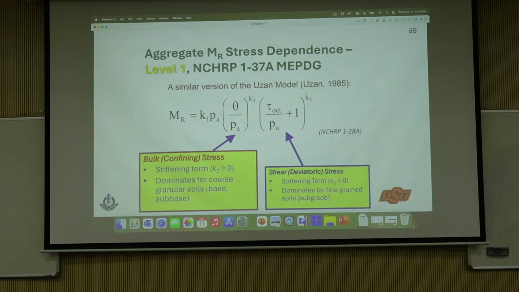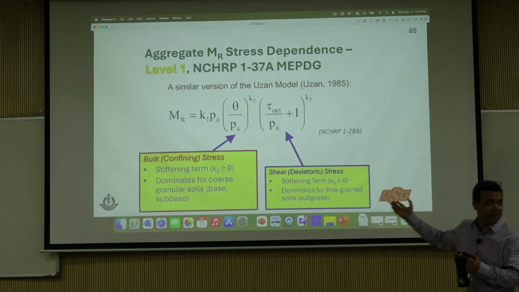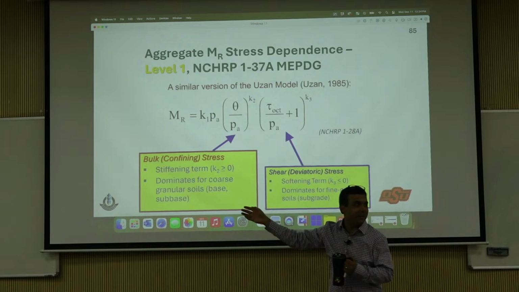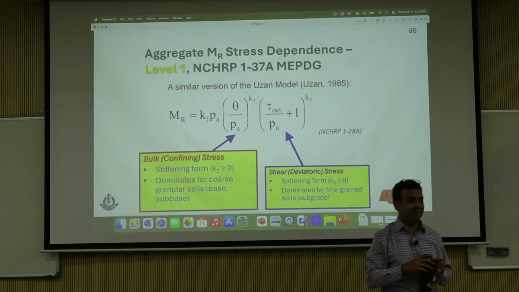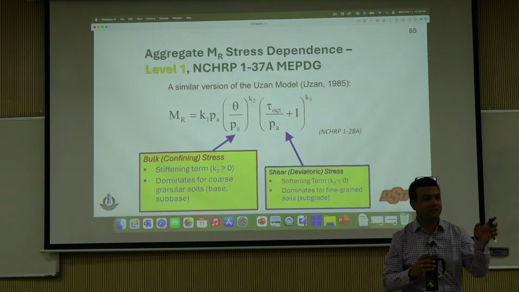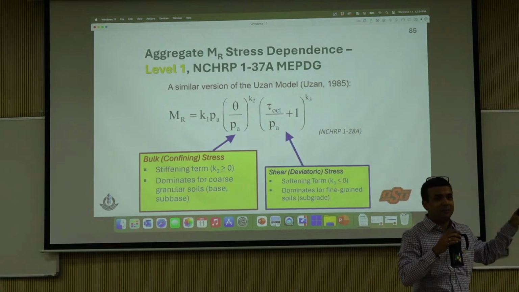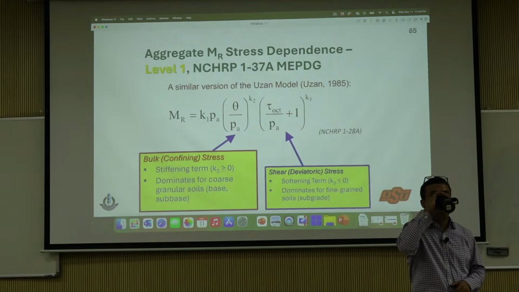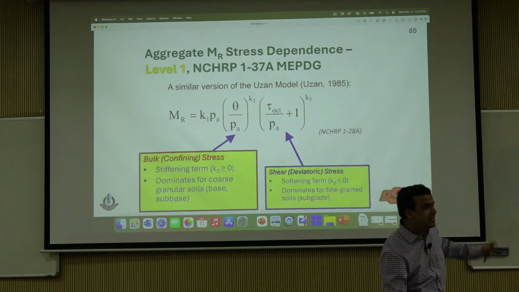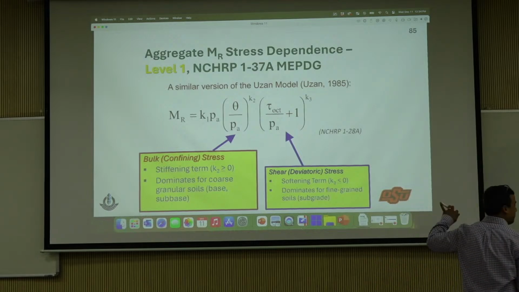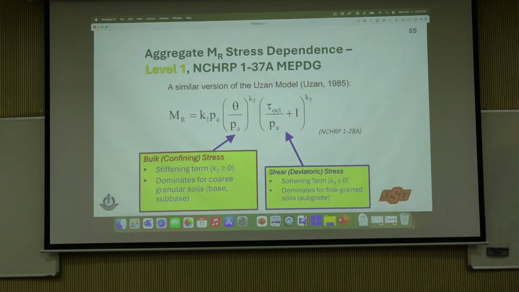Yes. The whole equation collapses. Your resilient modulus becomes 0. So it's an artificially cooked way to make it non-zero, right? It's not based on mechanics. It's based on mathematical manipulation. This is called the MEPDG model. In our tutorial today, we're going to look at all three. We're going to do K theta, we're going to do Uzan, we're going to do MEPDG.